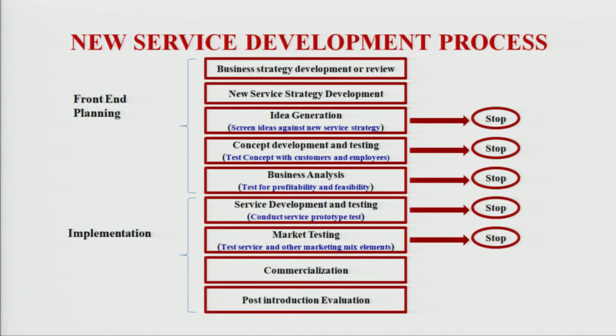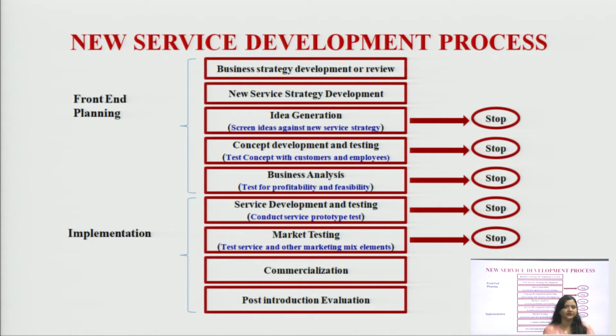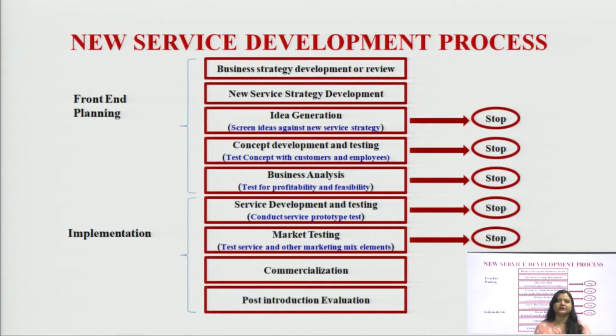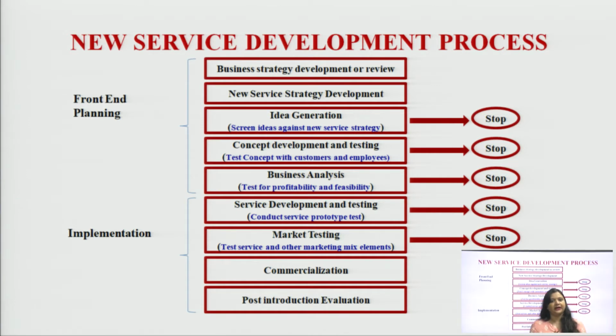These stages are basically bifurcated into two important functions: front end planning and implementation, because one of the characteristics of services is inseparability, means the services cannot be separated from their providers. So, planning should be done first and then the implementation part should be done by the service provider. Before developing a new service, planning is required. In front end planning there are certain stages involved: business strategy development, new service strategy development, idea generation, concept development and business analysis. After going through all these stages, the service provider is confident and can take a decision regarding whether to develop the service or not, and then accordingly implement, execute and go further for developing the new product or not. In the later slides we will discuss these stages one by one.